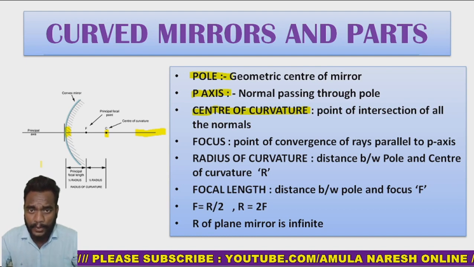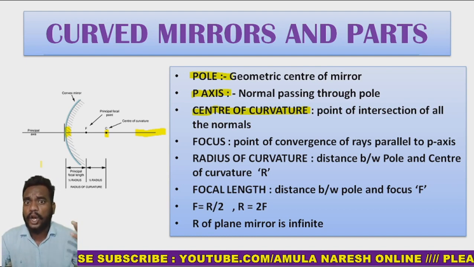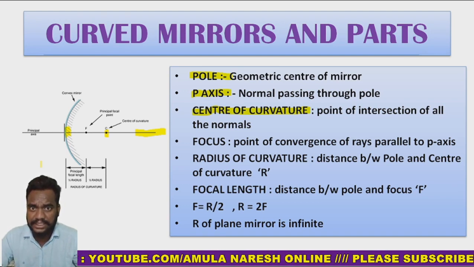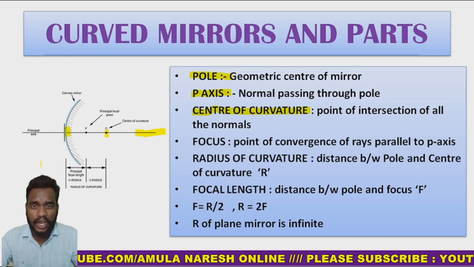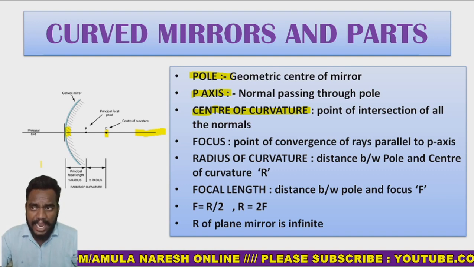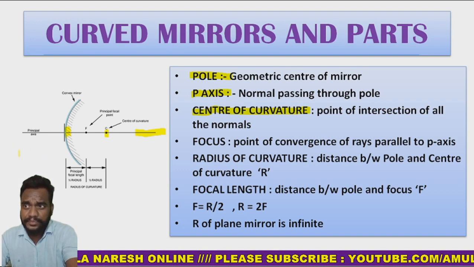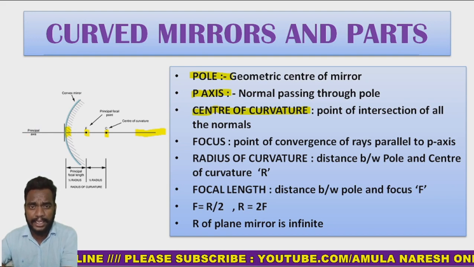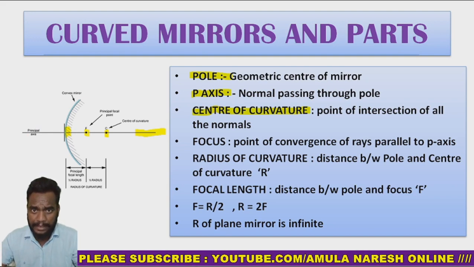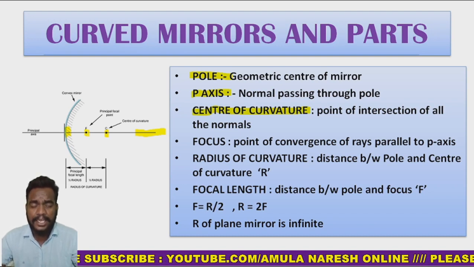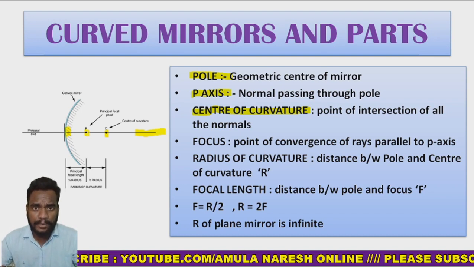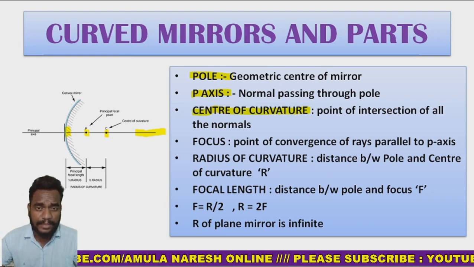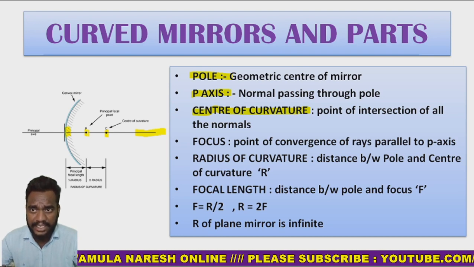Whereas for a convex mirror, the focal point is a point where all the incident rays which are parallel to the principal axis appear to be coming from, a point on the principal axis. It is a virtual point, and that is the focal point for a convex mirror. For a concave mirror, it is a point of convergence of all the rays parallel to the principal axis. All the incident rays, after reflection, will meet at a point on the principal axis, that is the focal point. And the condition is that the incident rays must be parallel to the principal axis. So this is regarding the focus.